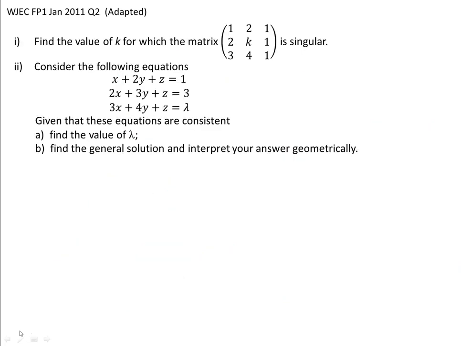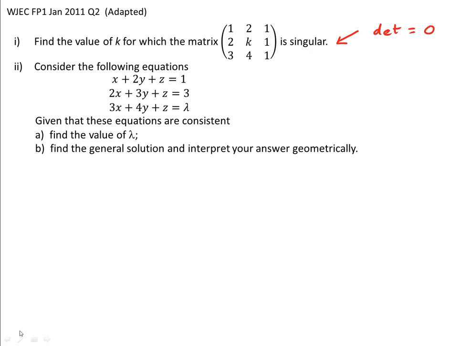Moving on to a second example, we first of all have to find the value of k for which the matrix (1, 2, 1; 2, k, 1; 3, 4, 1) is singular, and then we have to consider a system of simultaneous equations. So let's start off with the first part, remembering that if a matrix is singular, its determinant has to be equal to 0.